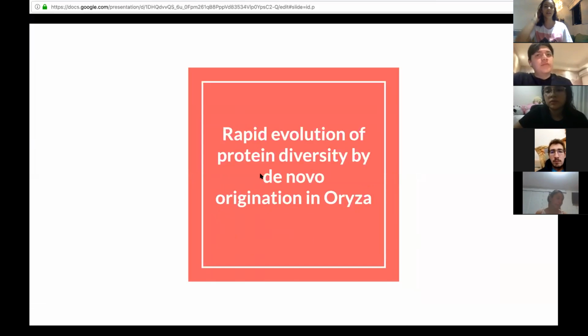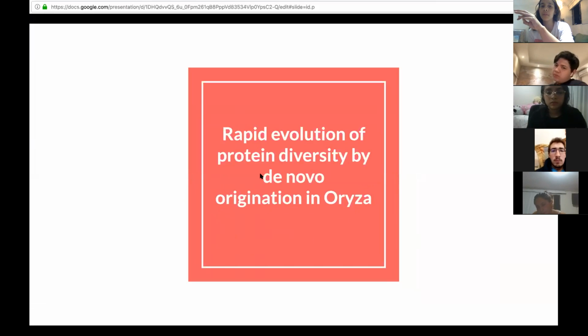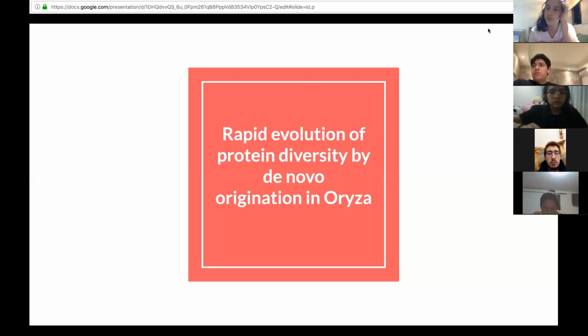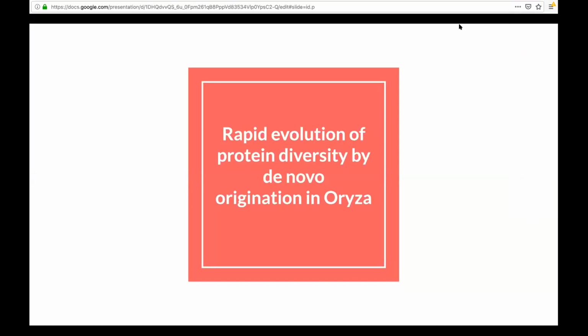So the article that I read talks about the influence of protein diversity in the family of Oryza, which is a plant, due to novel non-coding regions of DNA becoming protein coding.